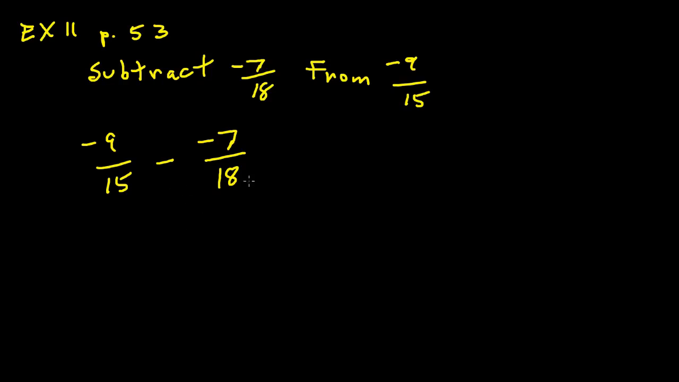All right, again, the formal definition of subtraction says if you're subtracting a number, you're adding the opposite of that number. Or again, a little more informally, I could say the negative of a negative is a positive. So it's equivalent here to taking minus 9/15 and adding 7/18. And it's just like a problem we did in section 1.6, our previous section. All right, we're going to have to think for a minute here.